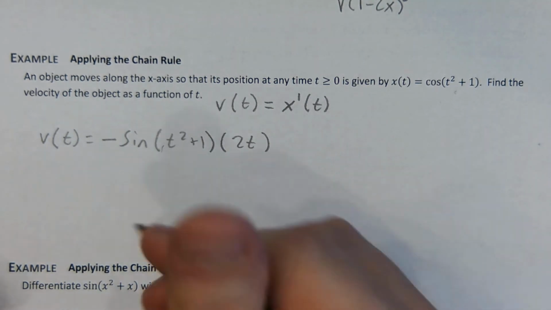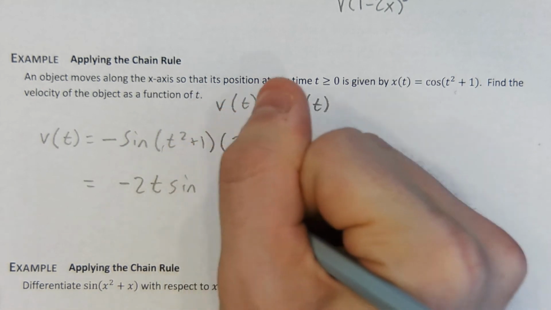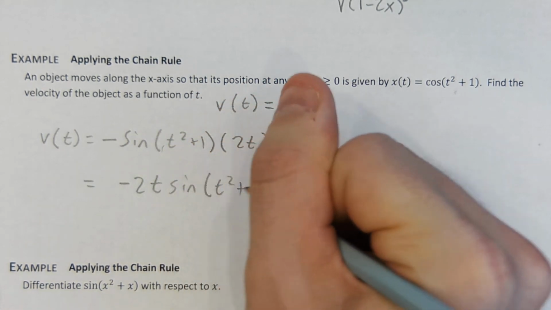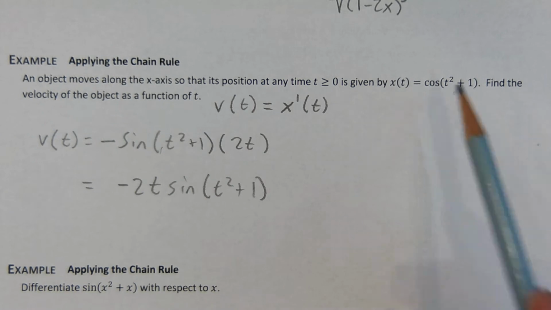The derivative of the inside is 2t. And just to make it look prettier, we'll call this negative 2t sine of t squared plus 1. But you don't have to do that. I just like it to look nicer. There it is. Ta-da! That is the velocity of this position function.